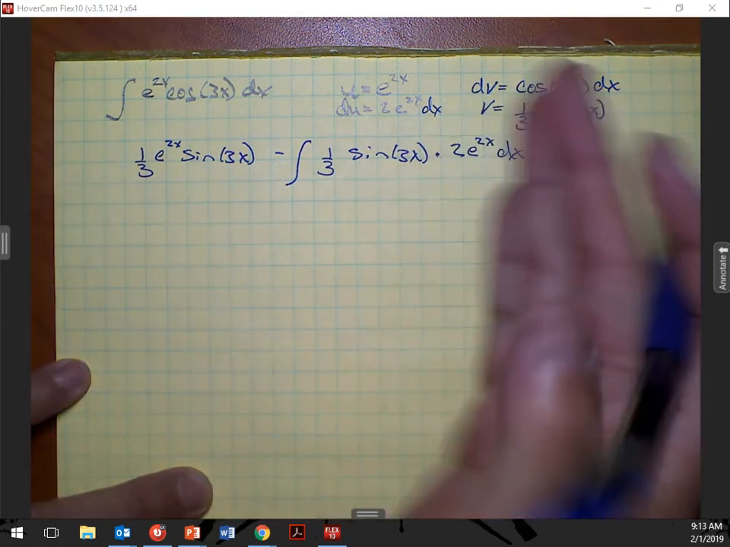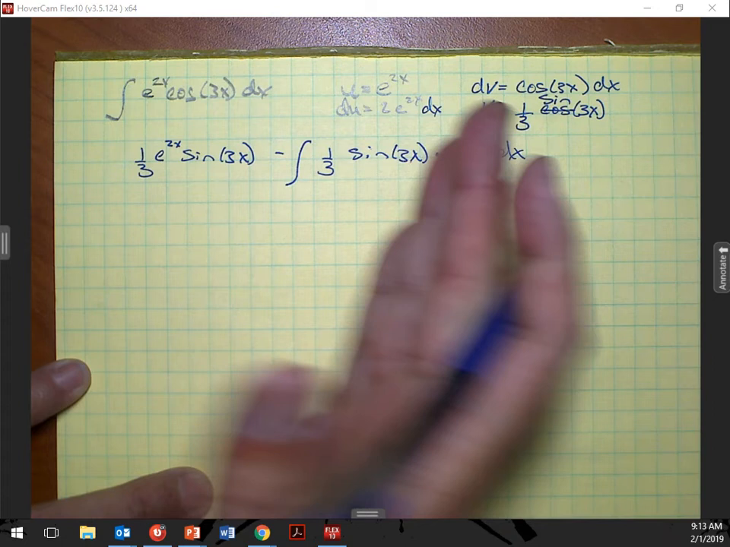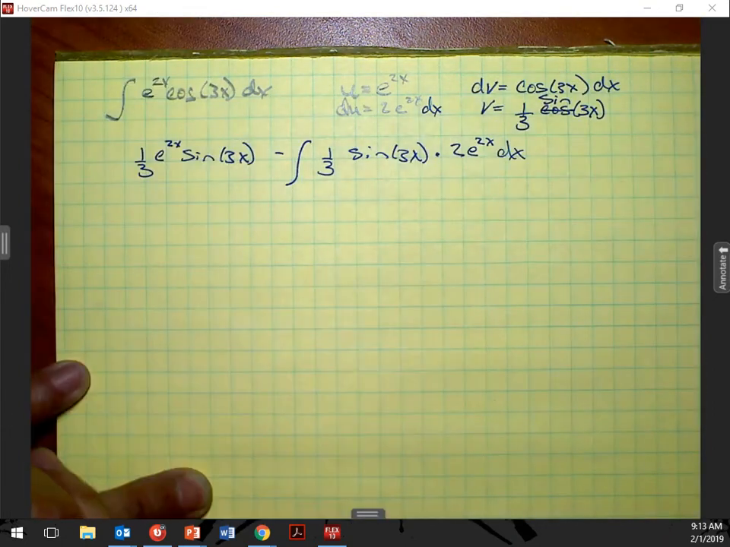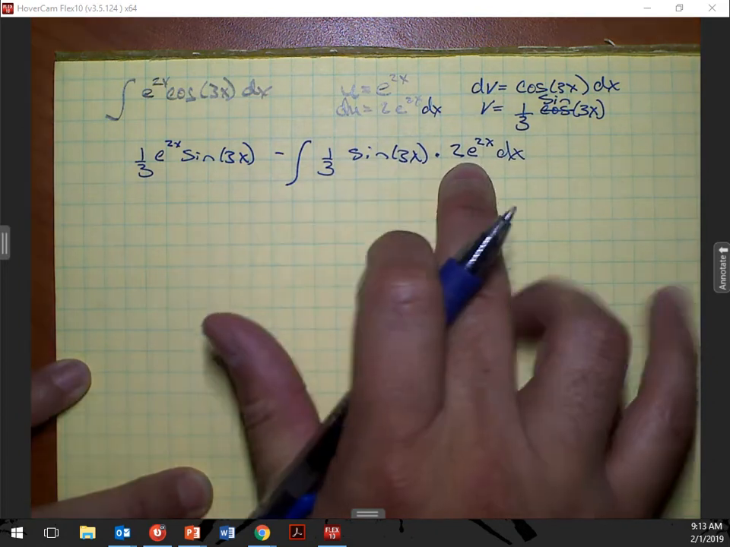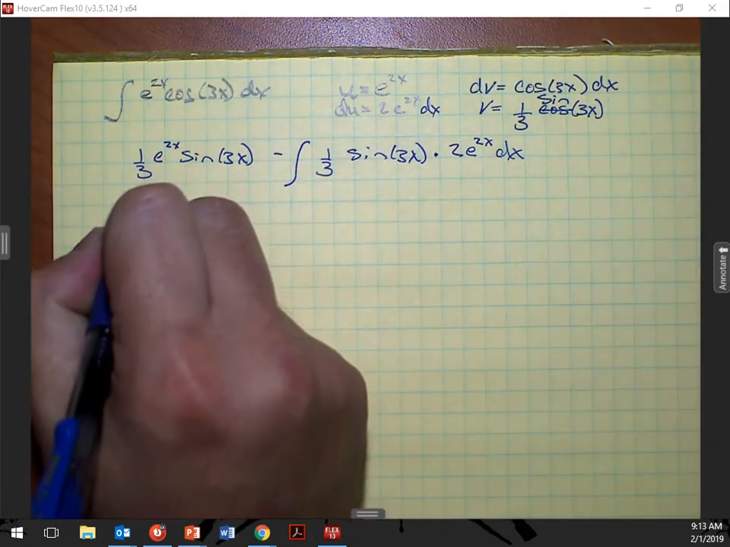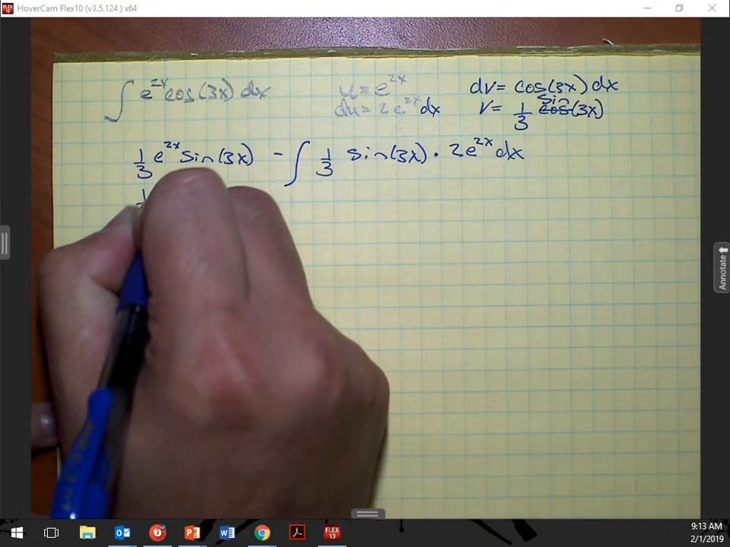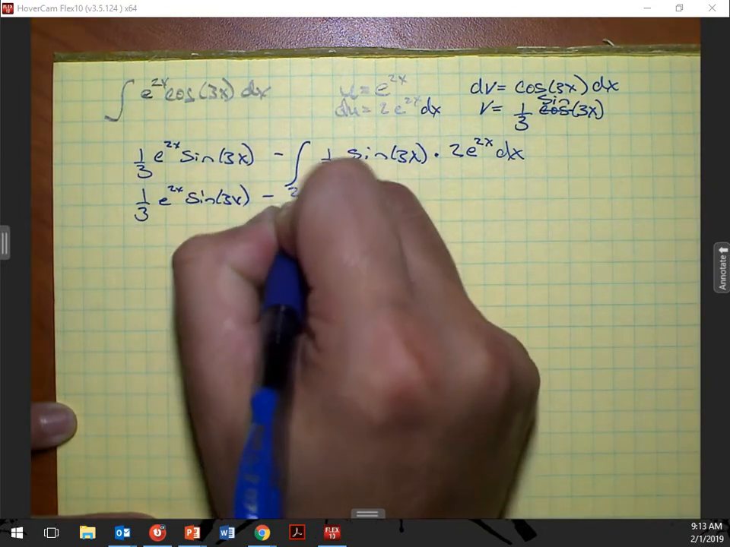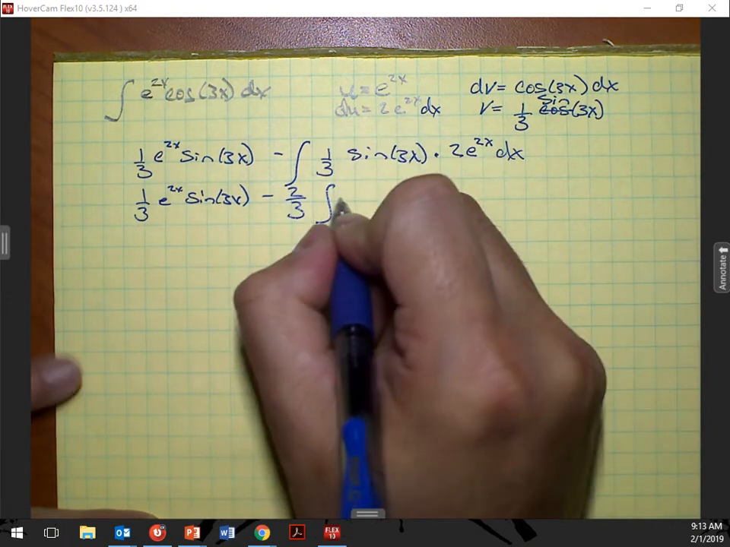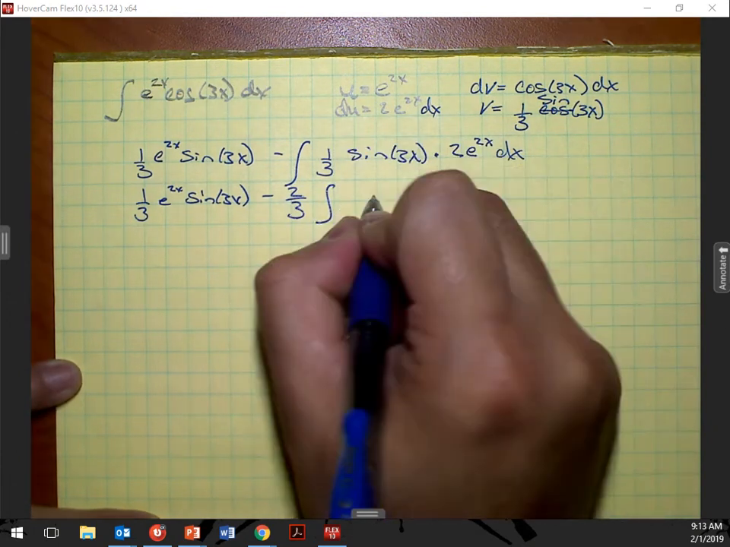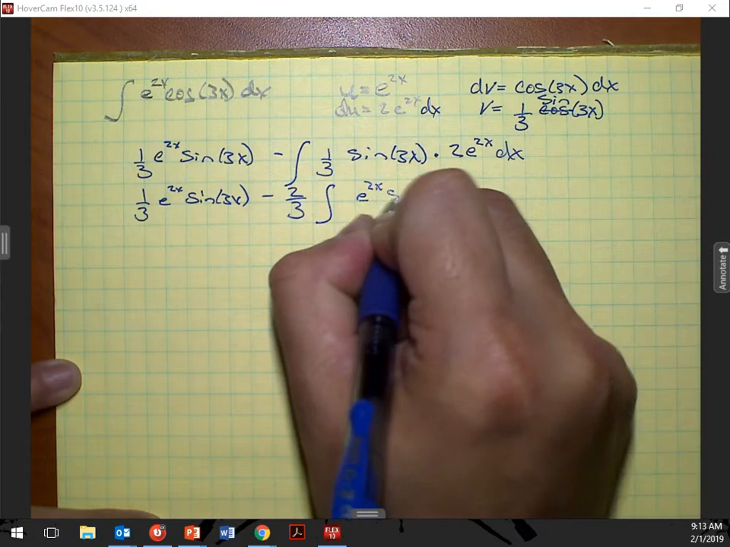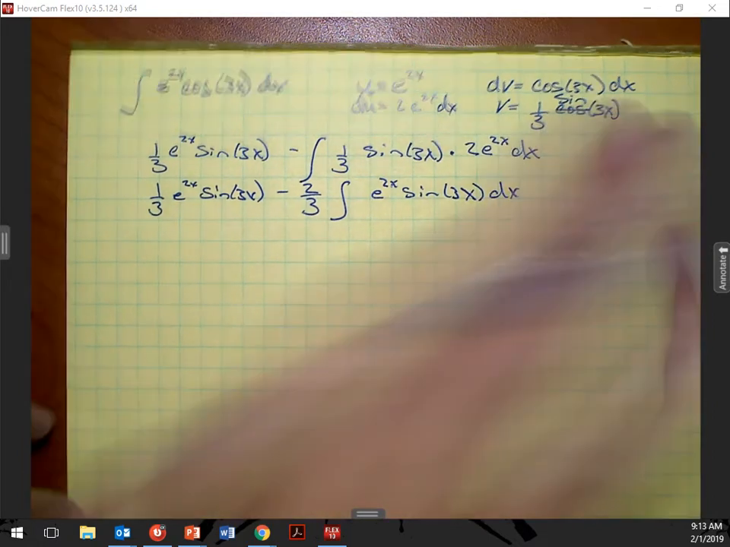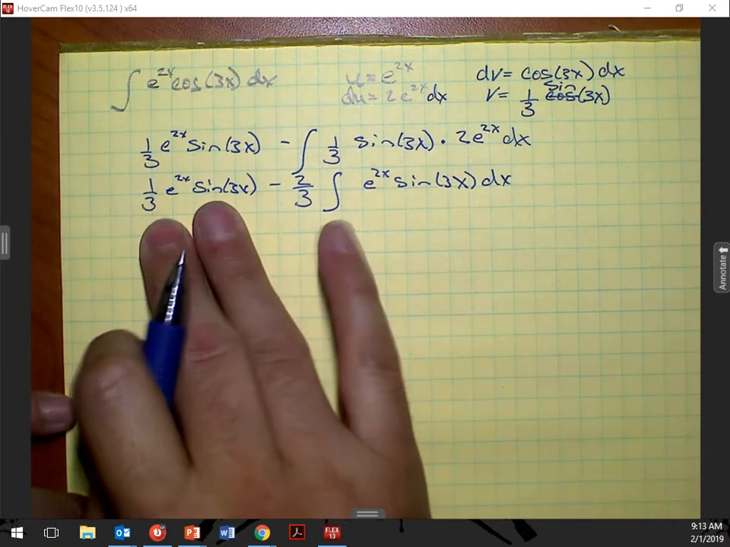All right, I'm going to clean this up because I want to take the coefficient, the number, out of the front. In this case it would be a 2/3, right? Yes. So I have a 2/3. So let's bring it back down. 1/3 e to the 2x sine of 3x minus 2/3 integration of e to the 2x sine of 3x dx. Now I got this first part out here, okay.